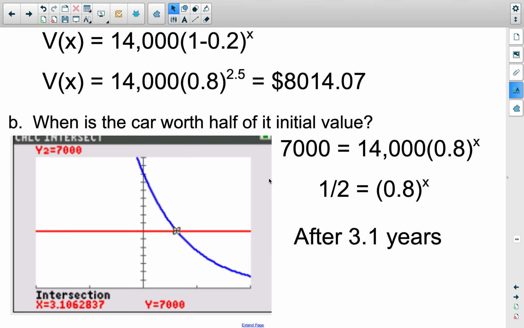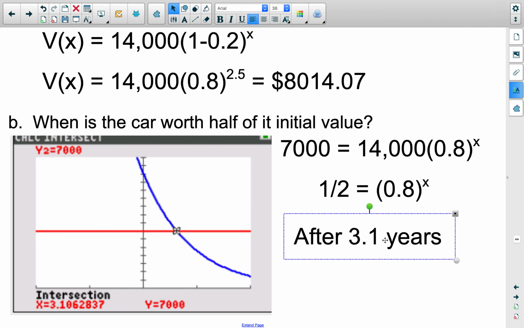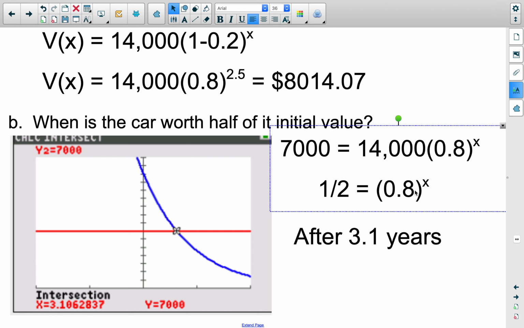Okay, you can also look at this on your calculator. Always. So I could put the original function into my y equals, and then I can type in 7,000 into my y2, and I can look for the intersection of my model and the 7,000, and I can see that they intersect at 3.1. So that would be after 3.1 years. You don't have to show any algebraic process beyond what I have here. It can be guessing and checking if you don't want to graph it, and that is completely fine at this point.